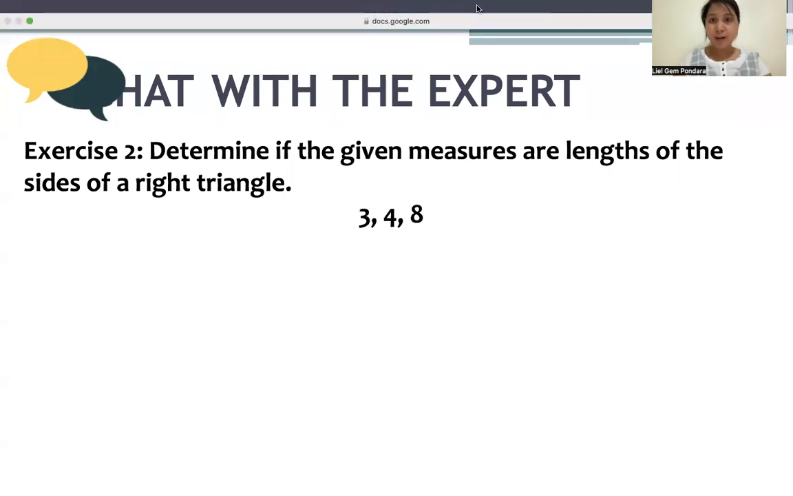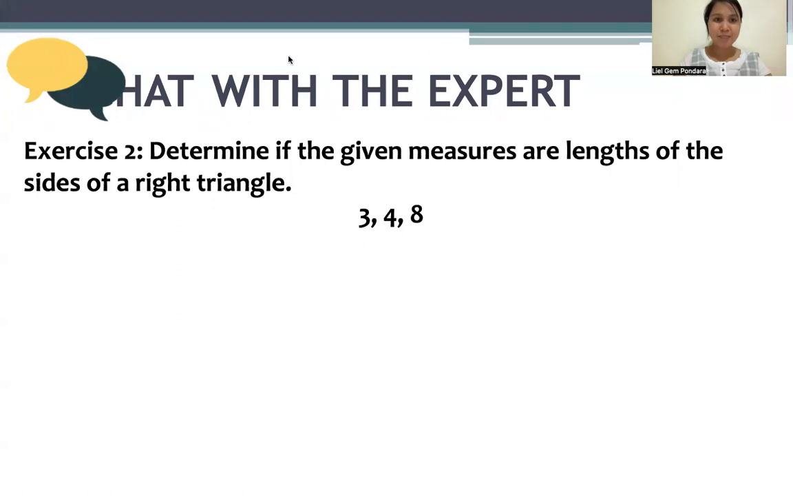3, 4, and 8. Actually, based on this given, these could not form a triangle because if you add 3 and 4, you'll just get 7, right? And the sum of the two sides must be greater than the third side. So it will never form a triangle.